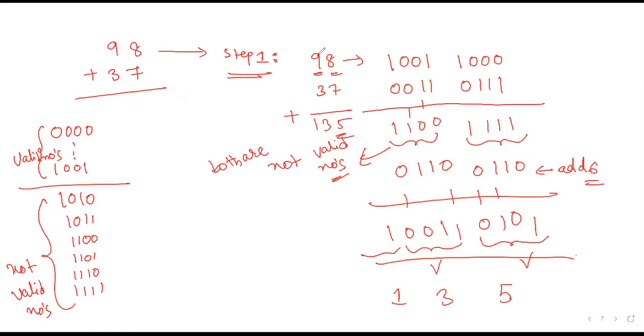All of you try to do this problem. 2592. Okay, go with the steps. Step 1 is represent the code in BCD code. Next, add. Next, check whether it is a valid number or not. If it is not a valid number, you add 6.